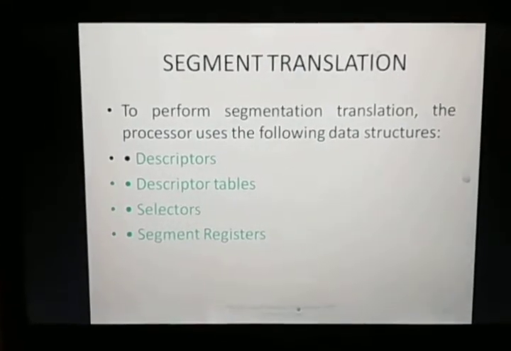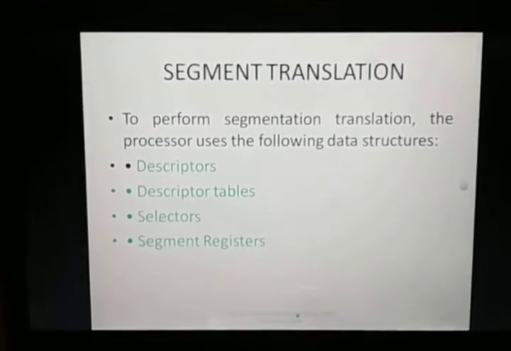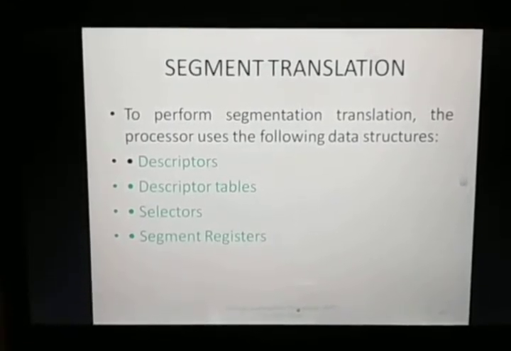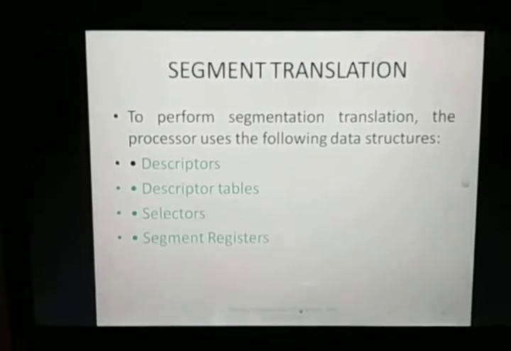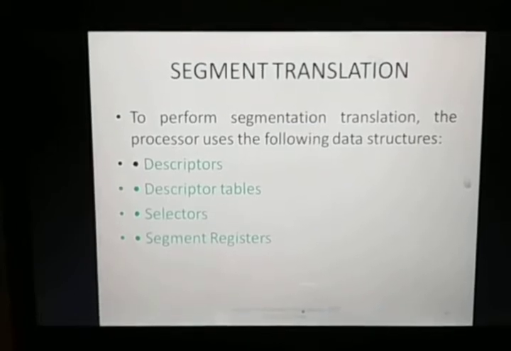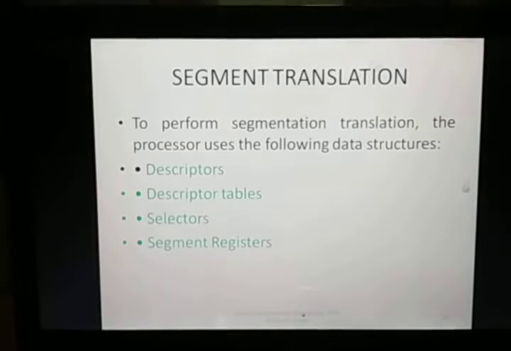Then, to perform segment translation, the processor uses the following data structures. First one, descriptors; second one, descriptor table; third one, selector; and fourth one, segment registers. First we will discuss one by one. What is a descriptor? A descriptor is nothing but a data structure that stores data.